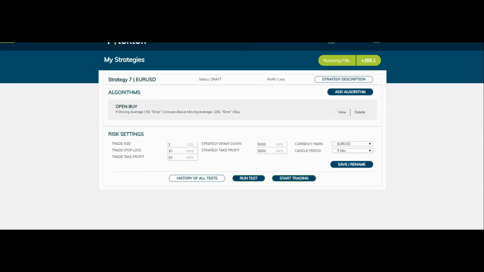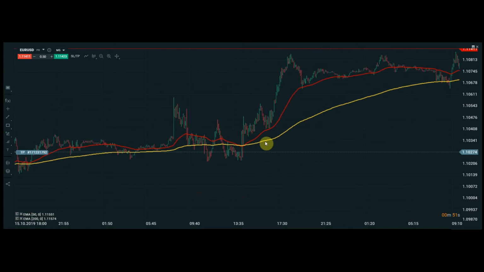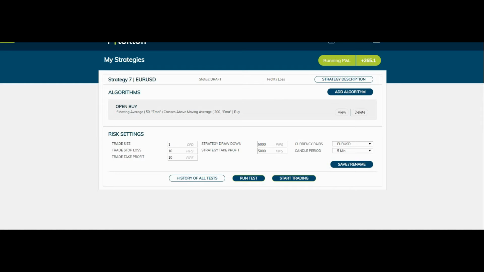So that's now written the condition of, let's get a better example, that move there. So when the 50 crosses above the 200, every time that's happened in the last couple of years, what the result would have been. But we've just written the condition for now. Now what I want to do is I want to do the reverse condition, which is the sell.